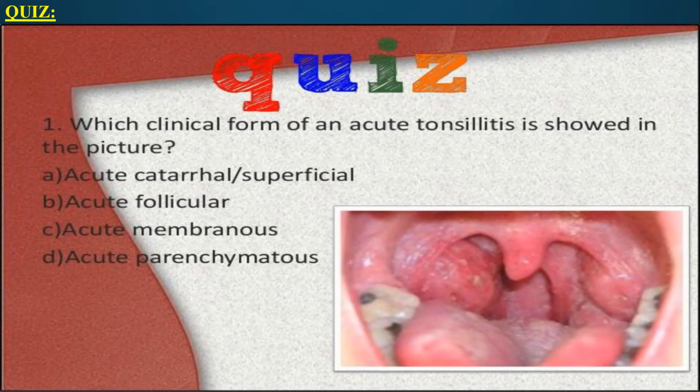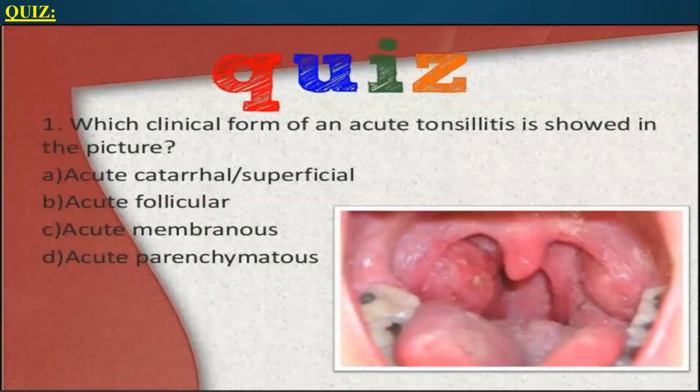Is that C? Membranous. Yeah, C. Other persons can also tell your answer. I will tell later. Yeah, Sripriya, your answer is correct. Both Sripriya and Shibi madam, your answers are correct. Next slide, please. Prasad, can you show the next slide?